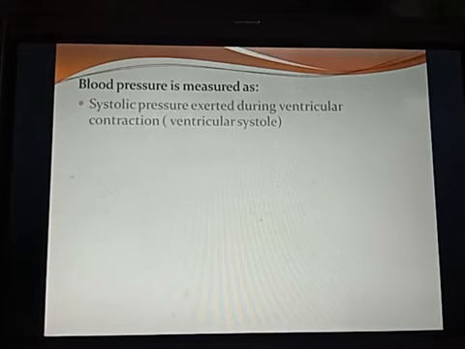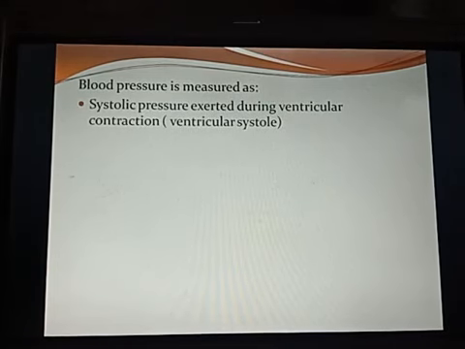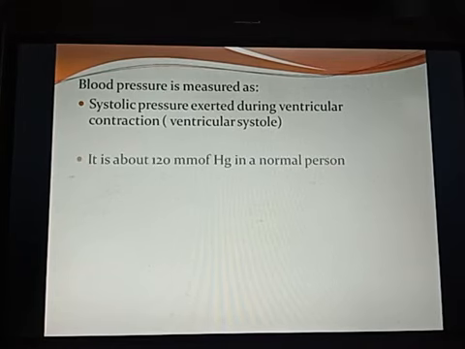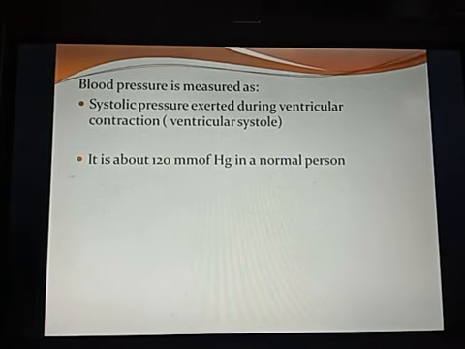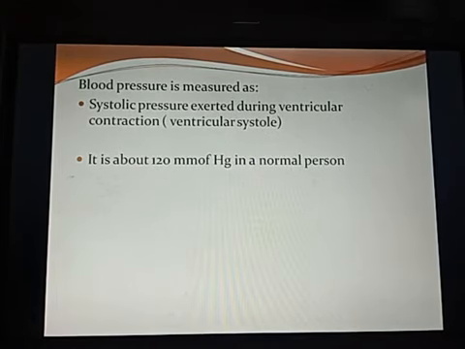Blood pressure, how is it measured? The systolic pressure is the pressure exerted during the ventricular contraction, that is, the ventricular systole. The systolic pressure is about 120 mm of Hg, that is mercury, in a normal person. It is measured by an instrument called a sphygmomanometer. You may have seen the doctor or the nurse measure the blood pressure of a patient in a hospital or in a clinic.